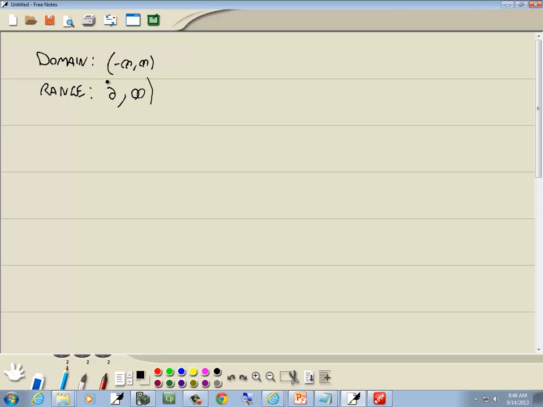Infinities always have parentheses, and then for now you can assume brackets on any numbers. Later on when we get to open dots, open circles, we'll put parentheses. Bracket means it includes a number.